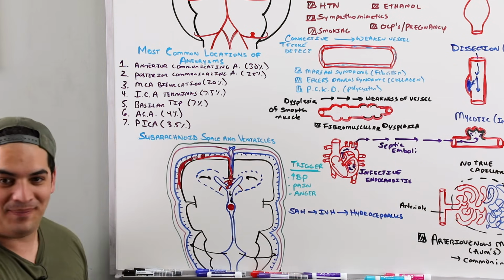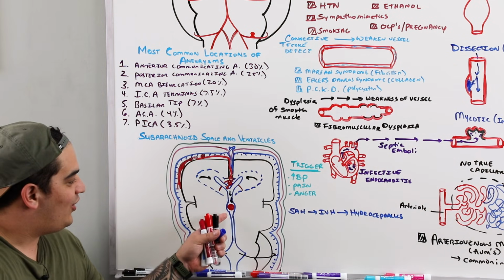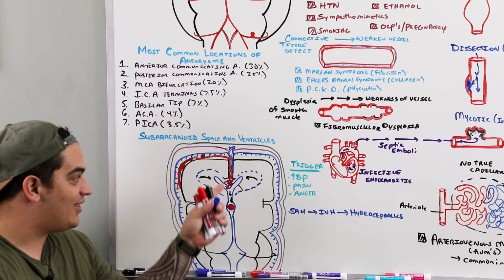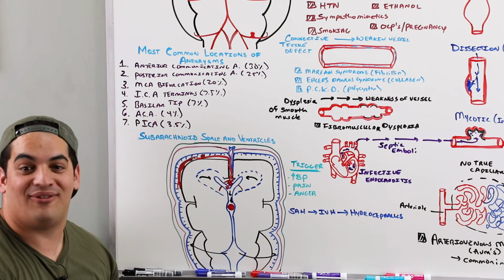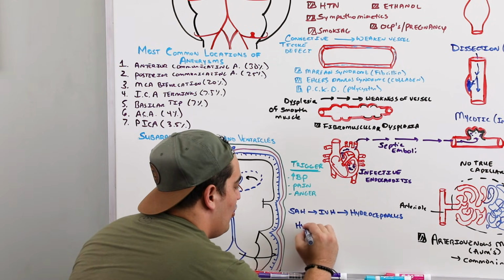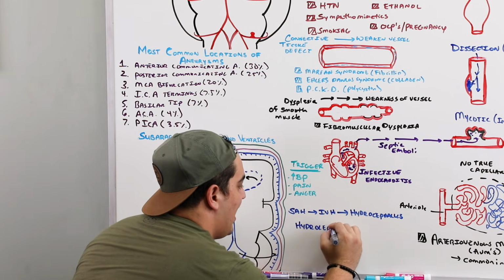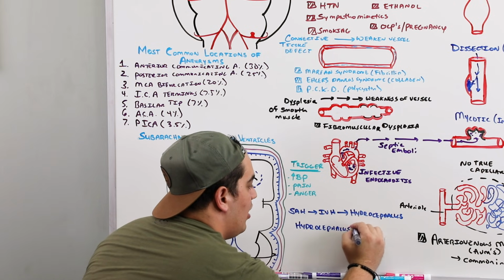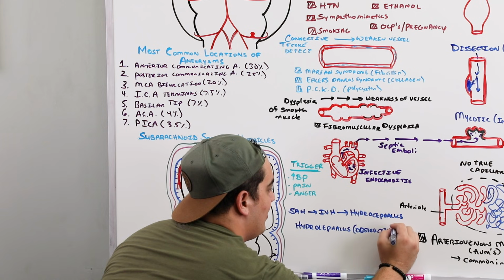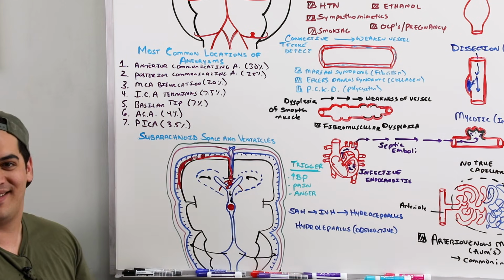But here's the next thing. If the blood accumulates within the ventricles, that's called a hydrocephalus, right? Because it's obstructing the CSF flow. There's two different types of hydrocephalus. One hydrocephalus is actually due to an obstruction of CSF flow. That's called the obstructive type. That's the one we just discussed. But there's one other type.